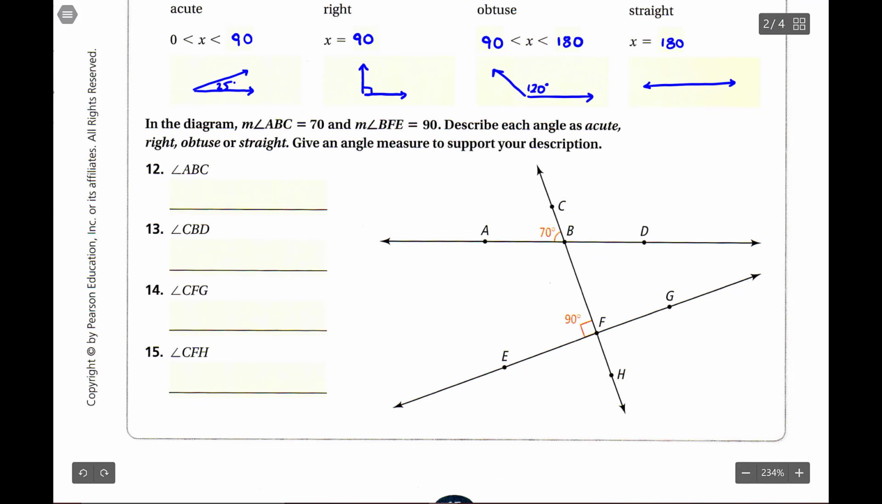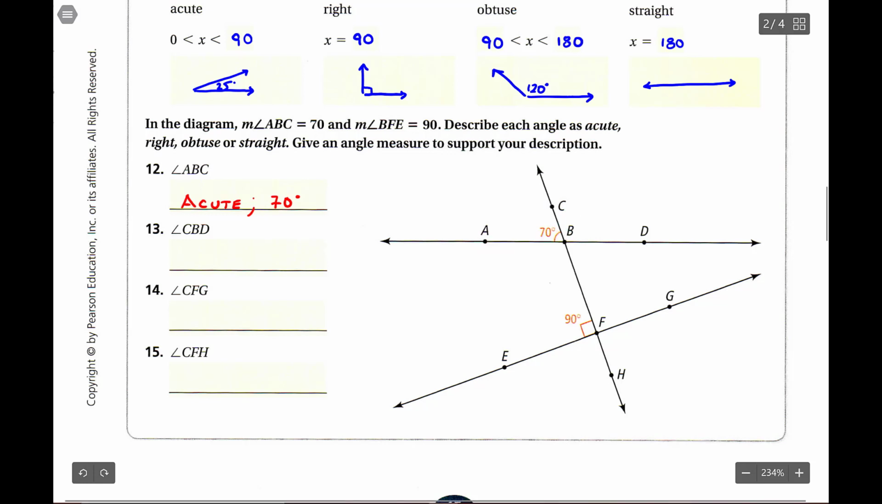For 12 through 15, we're going to use the diagram at the right to answer the questions. It says the measure of angle ABC is 70, so there's ABC. Measure of angle BFE is 90, so here's BFE. And then we want to describe each angle as acute, right, obtuse, or straight, and then give an angle measure to support our description. The first one that we're looking at is ABC. So from A to B to C, we see that is an acute angle, and it's 70 degrees.